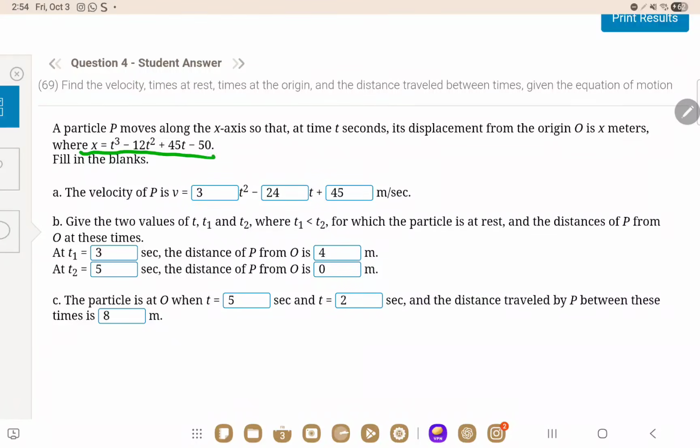Now, the velocity, so we have x. Velocity is equal to x prime, acceleration is equal to either v prime or x double prime, the double derivative of x. Keep these in mind. Velocity is x prime, right? So you just do the derivative of this equation. It's gonna be 3t squared minus 24t plus 45. That's it for part A.